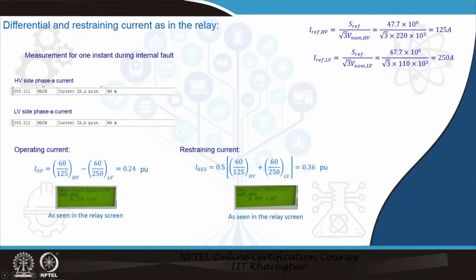Similarly, the restraining current is calculated in terms of 0.5 times 60 upon 125 plus 60 upon 250 for the high voltage and the low voltage side correspondingly, and this gives us 0.36 per unit restraining current. And if you see the screenshot, the relay provides a measurement of 0.359 pu, which is also in agreement with what the relay is calculating. Thus, we are able to know how the restraining current and the operating current are calculated or processed by the relay.